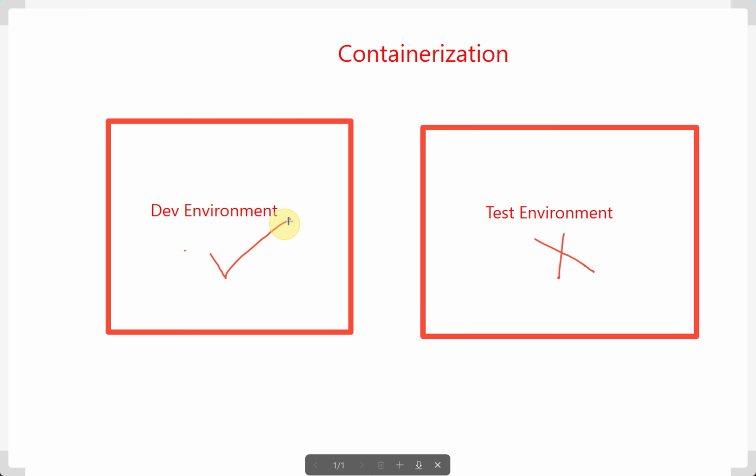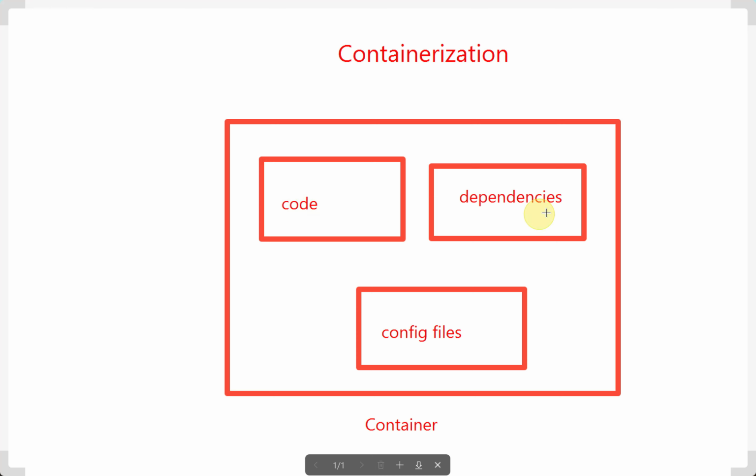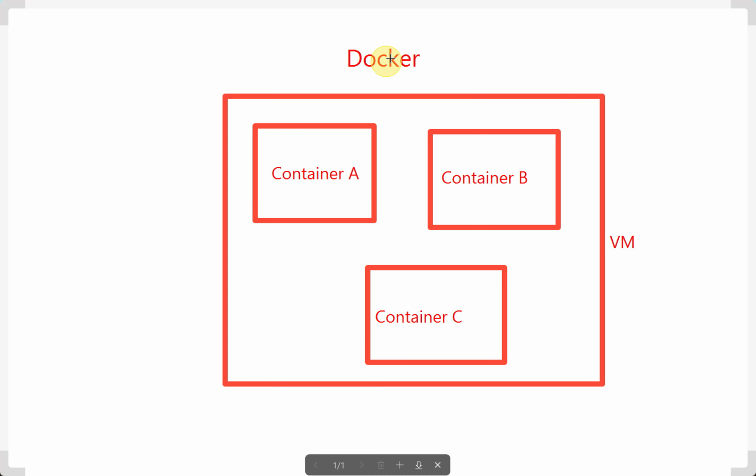So at that time there was a requirement for a technology where, irrespective of environment, the app should work. So that technology is nothing but containerization. In a container, instead of just code, we package code, dependencies, config files, everything. Docker is a platform that enables containerization.